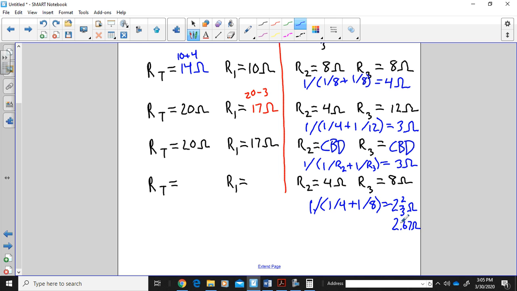Alright, 2.67 ohms on this side, but I don't know the other side, so I can't know the total, so it can't be determined. And this would be 2.67 plus whatever R1 is, but that basically can't be determined either. Alright, so that's resistance.